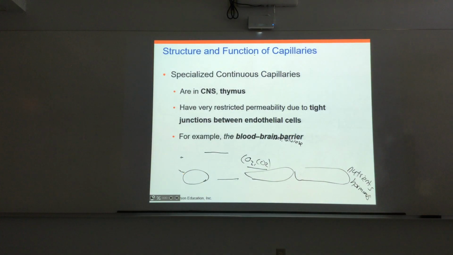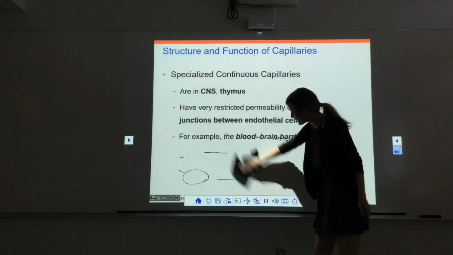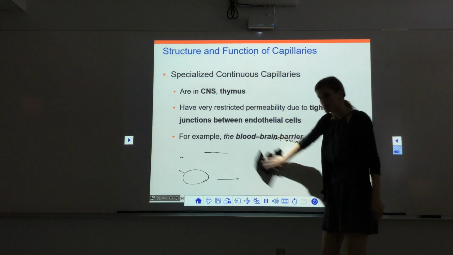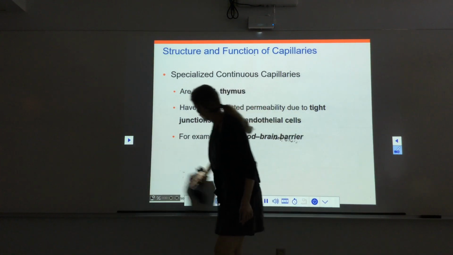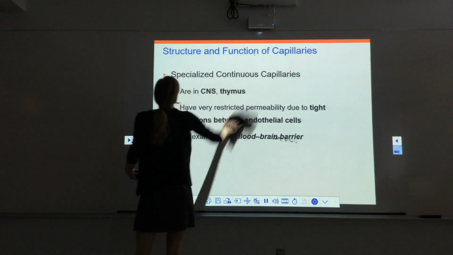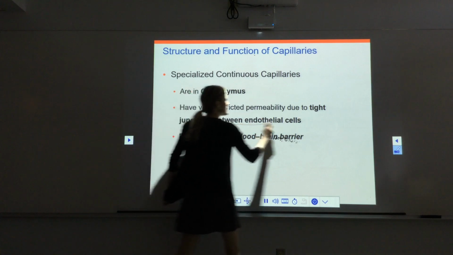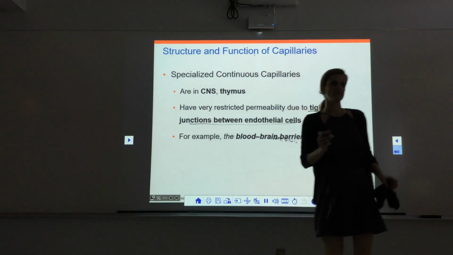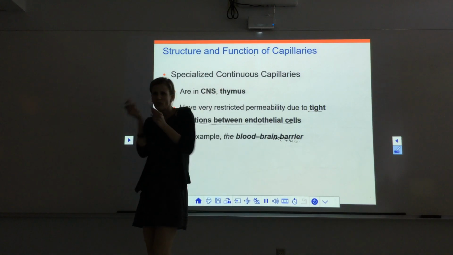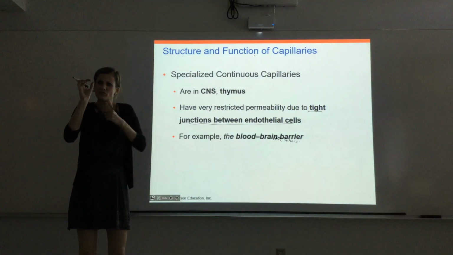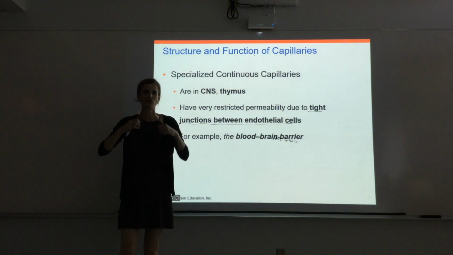We have highly specialized continuous capillaries in a couple really protected areas in the body. We have them in the brain and we have them in the thymus. When we look at these specialized continuous capillaries, we see that the endothelial cells have tight junctions between them. Remember I just said that continuous capillaries don't have big holes or pores, but they might have itty bitty spaces between the cells? These specialized continuous capillaries don't.